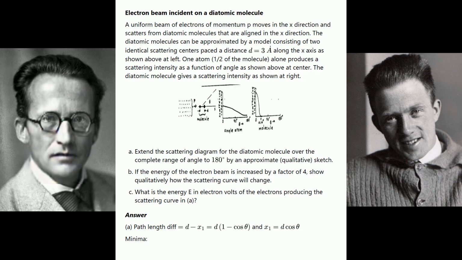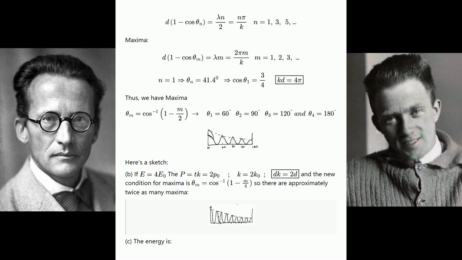Answer. A. Path length difference equals d minus x sub 1 equals d times (1 minus cosine theta), and x sub 1 equals d cosine theta. Minima: see the equation. Maxima: see the equations. Thus, we have maxima. See the next equation. Here's a sketch.